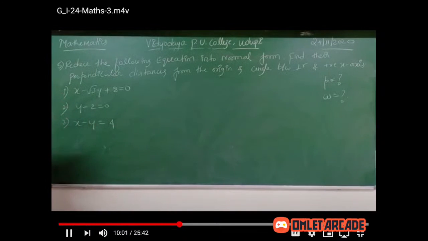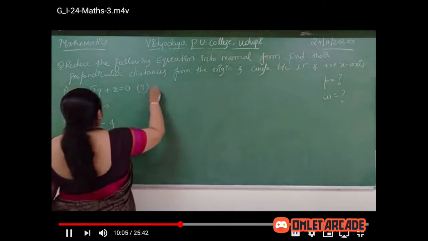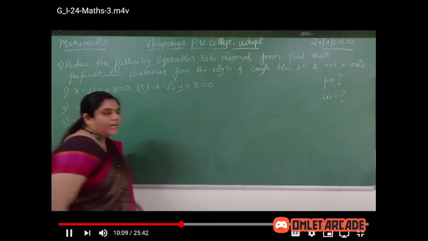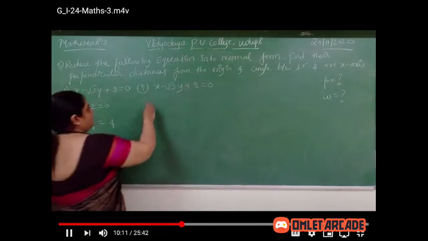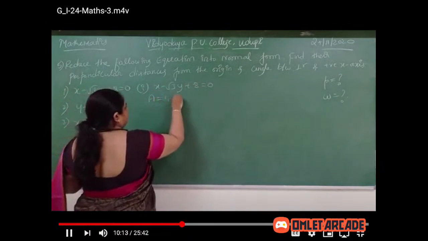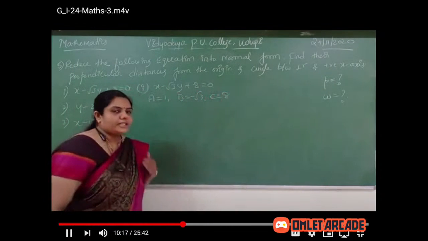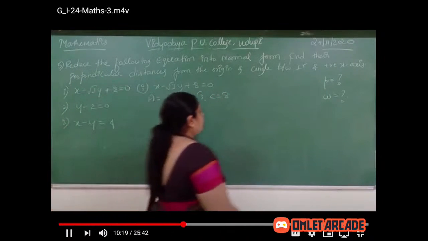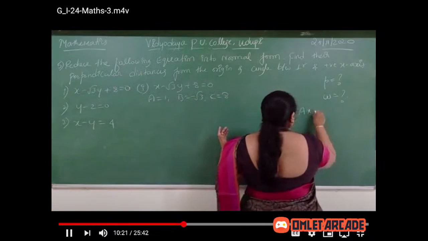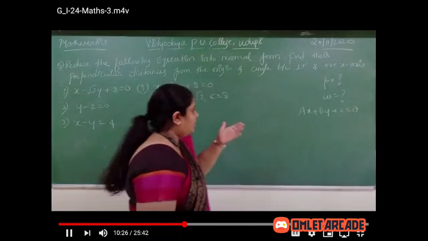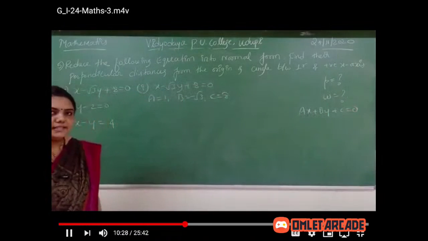Again, the questions are given. Let me do them one by one. See the first one, students. First one, x minus root 3 y plus 8 is equal to 0. I told you the procedure. We just make out what a is here. a is 1, b is minus root 3, c is 8. How will you get the a, b, c values here? When you compare this to the standard equation ax plus by plus c is equal to 0, you can easily make out the a, b, c values, isn't it?